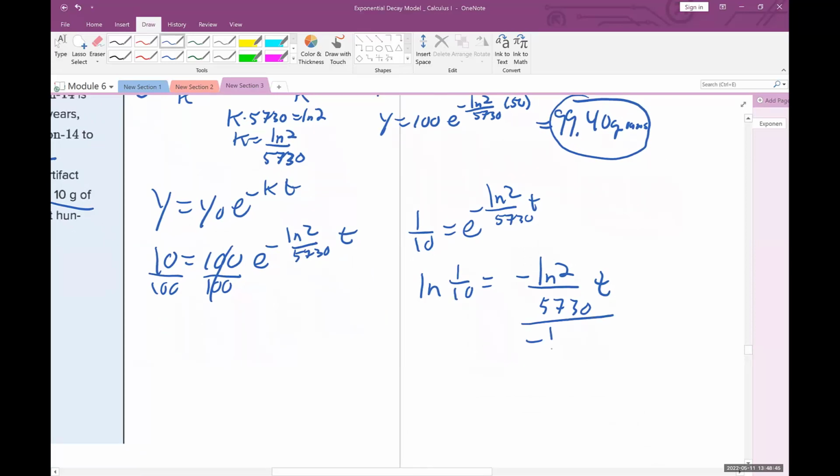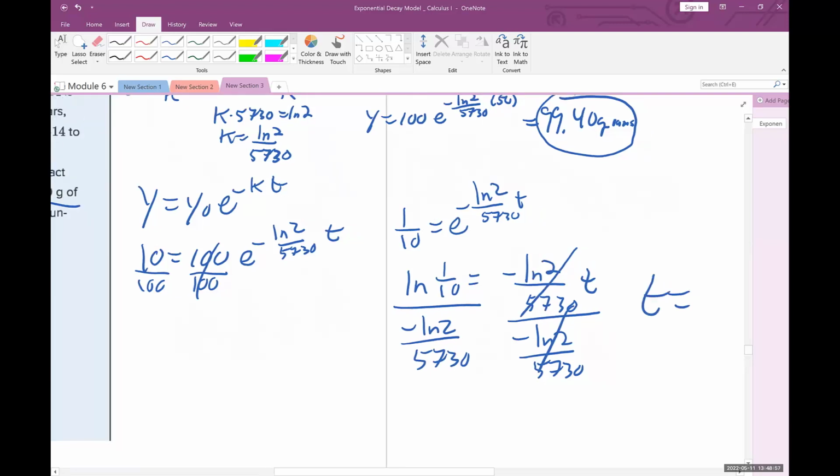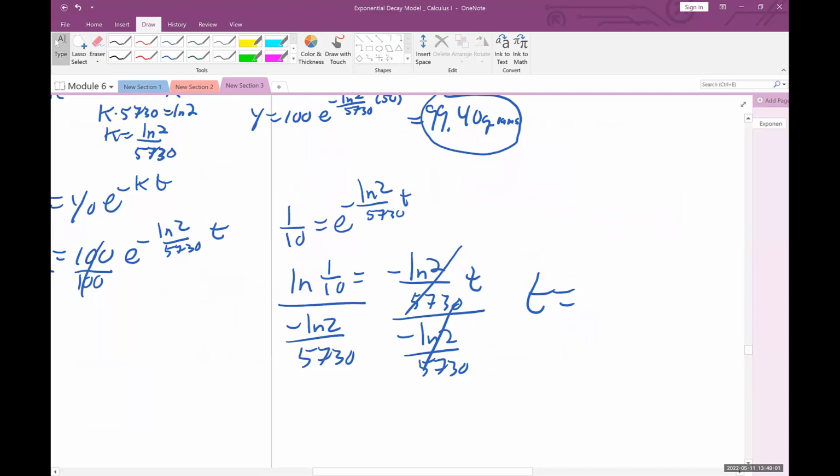So to get our t, we divide by the negative natural log of 2 over 5,730. And what is our t going to be? It's natural log of 1 divided by 10 divided by parentheses, negative natural log of 2 divided by 5,730. I come up with 19034.65. They wanted the nearest 100, so if you go to the nearest year, 19,035 years.